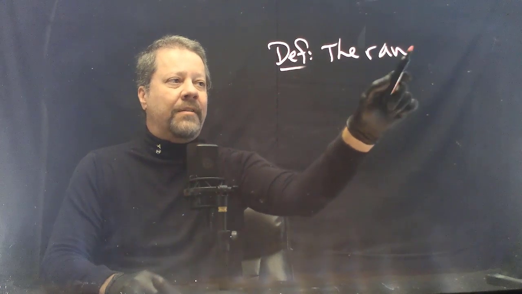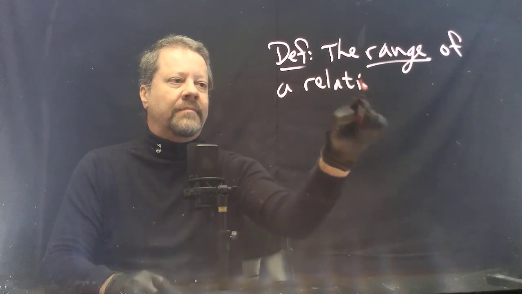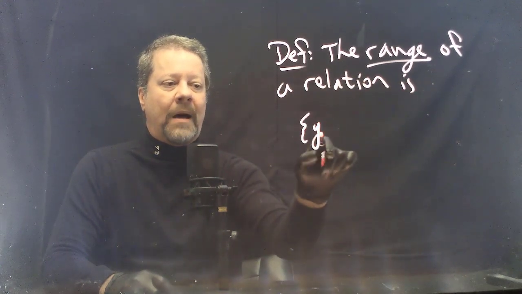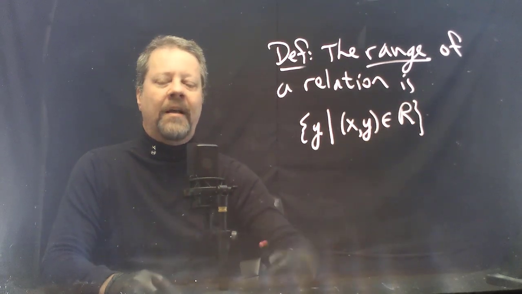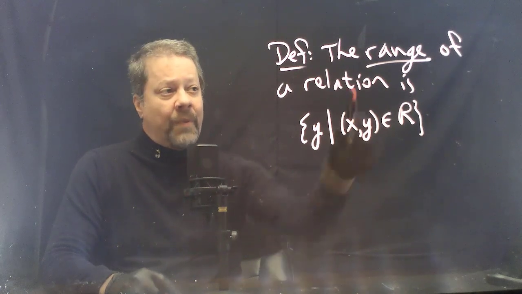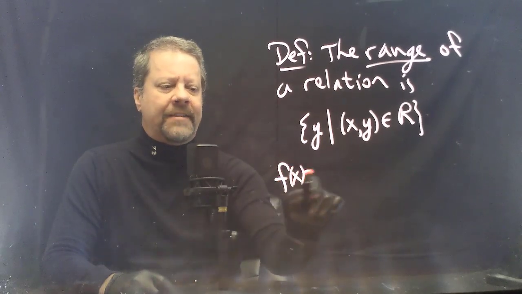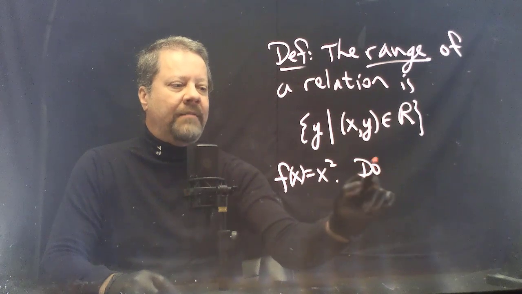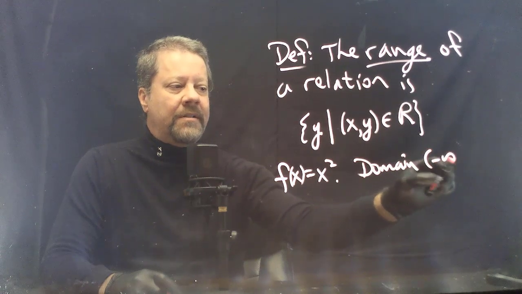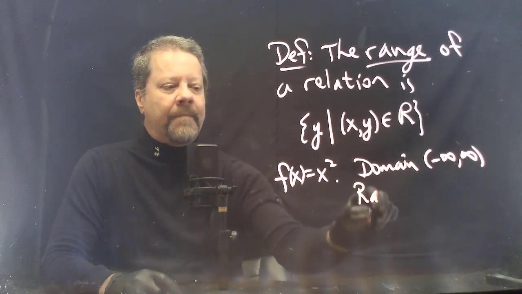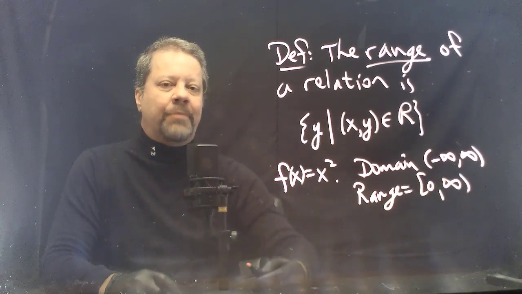The range of a relation is the set of all y such that (x, y) is an element of the relation for some x. So the range is everything that actually comes out. So if my function is f of x equals x squared, the domain, let's say we're restricting ourselves to real numbers, is the entire real line. The range goes from 0 to infinity. It doesn't output negative numbers.